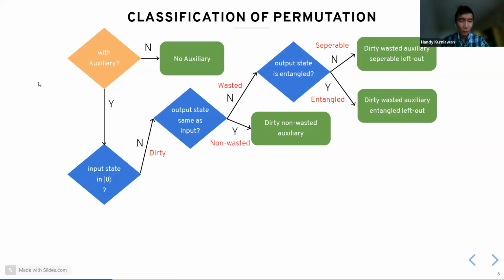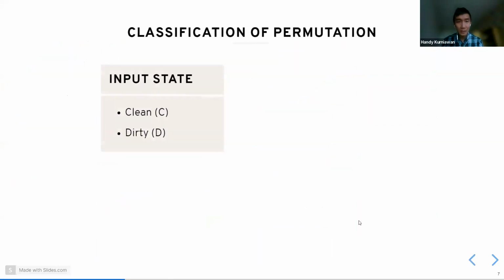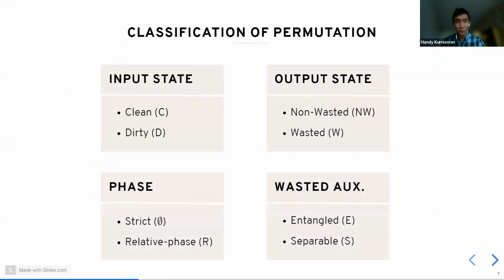And now the other side: if the input state is that we started with the cat 0, then it means it's clean, and it is the same as the other side. It will become clean, wasted, non-wasted auxiliary and the other stuff. All right, and now as we can see, we have classified them into 4 states, 4 classes.